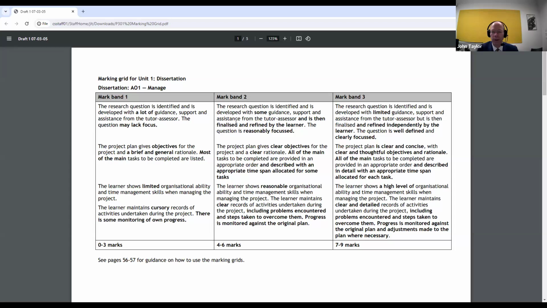We want to be confident that the learner work is the learner's own work. And we can have greater confidence if we've been having those regular interactions. They will provide some evidence for AO1, because as you see here, part of what we assess is the extent to which they have managed their time. Have they shown a reasonable or high level of organizational skill and ability and time management skills? That's something you might begin to notice as the course unfolds.